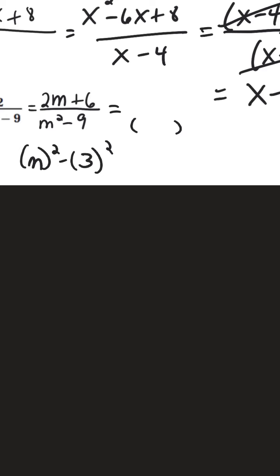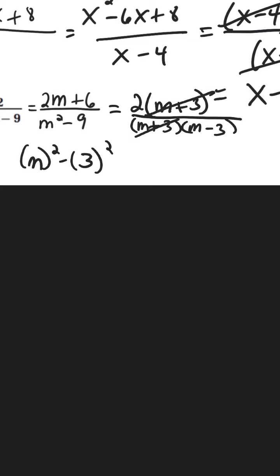So I can factor the bottom as m plus 3, m minus 3. The top, I can factor out a 2. This allows me to cancel out an m plus 3 on the top and the bottom. My most simplified version is 2 over m minus 3.